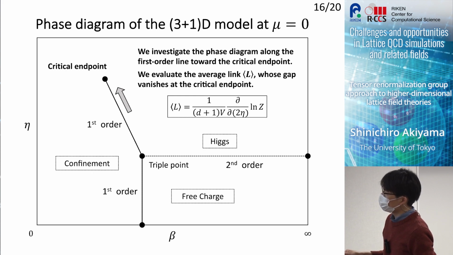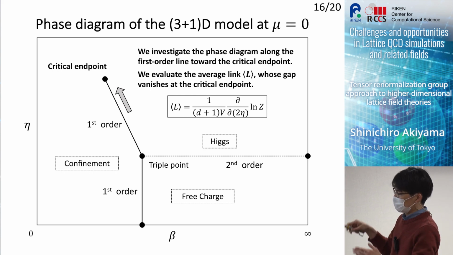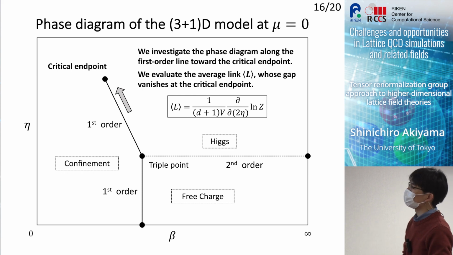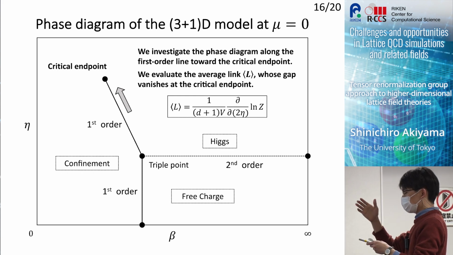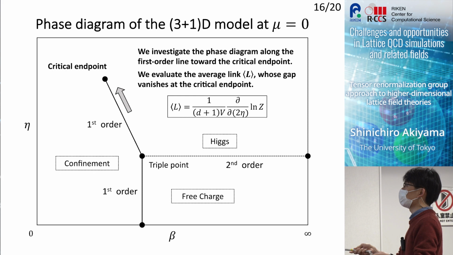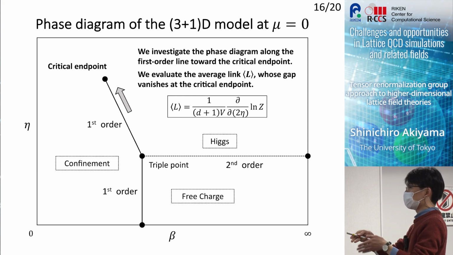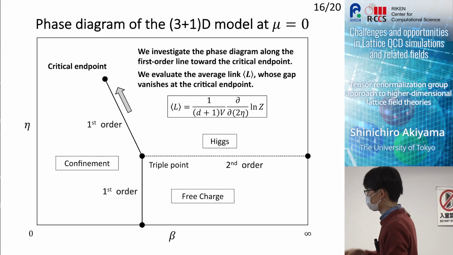Because we must encounter the first order phase transition, the average link has a gap, but moving along this direction, the gap appearing in the average link must shrink. So when the gap appearing in this average link vanishes, we'd like to say that that point is the critical endpoint.